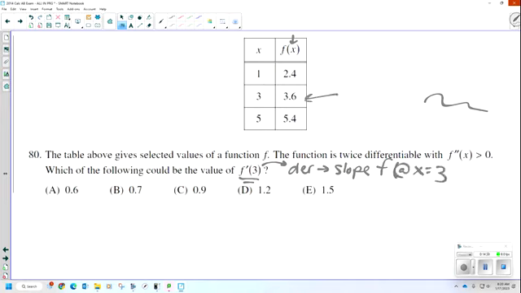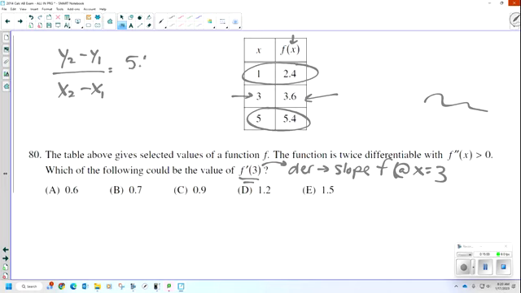All right, I have this. And we're taught that we should get the two closest points and just find the average value. So I'm going to do my change in y over my change in x of the two closest values that sandwich 3. So I'm going to use where x is 1 and x is 5. So I'm going to take, we'll start with this one, 5.4, we'll call this y2, minus y1, which is 2.4, all over 5 minus 1. I end up with 3 over 4. I don't need a calculator for that, which is 0.75.